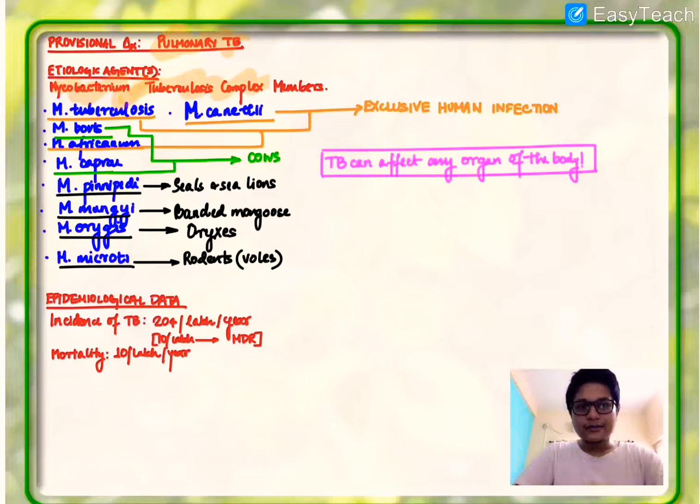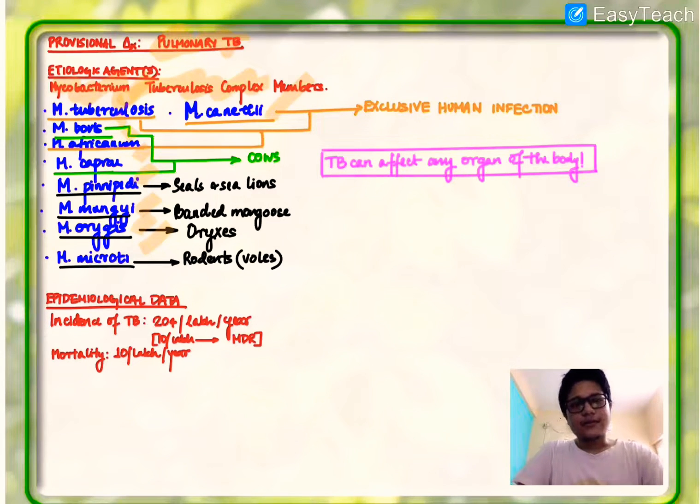There are 1, 2, 3, 4, 5, 6, 7, 8, 9. The names of all these 9 members have to be remembered by heart, and they will be asked in your practical exams. When you will be doing that acid fast bacilli smear, your examiner will ask you about the names of all the Mycobacterium tuberculosis complex members.